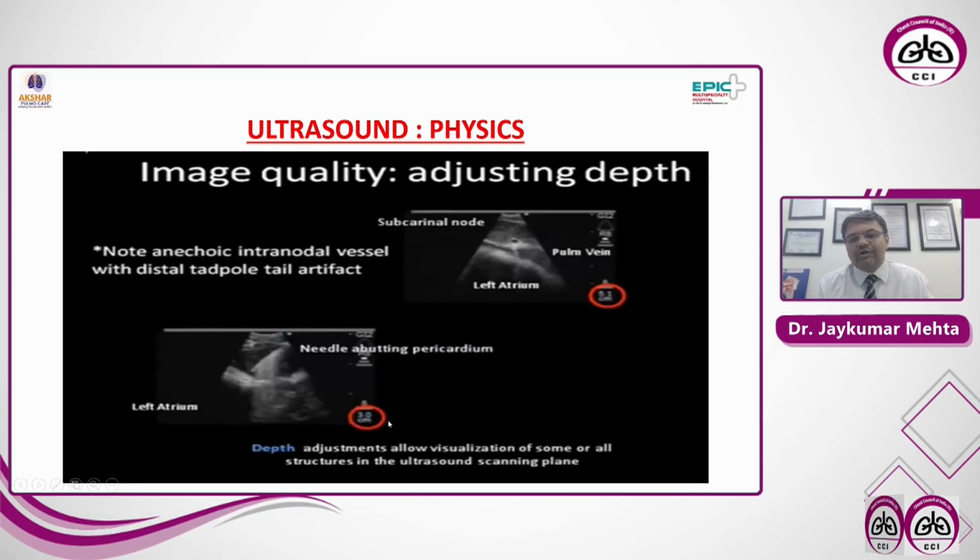And when we try to put the EBUS needle inside the lymph node, we always keep it around 3 centimeters or 4 centimeters so that we can get a beautiful idea of how much we are penetrating and how much we are getting the sample. So adjustment of the depth is very much important. We should at least keep the depth so that we can see adjacent vascular structures as well as the needle which is in the lymph node.